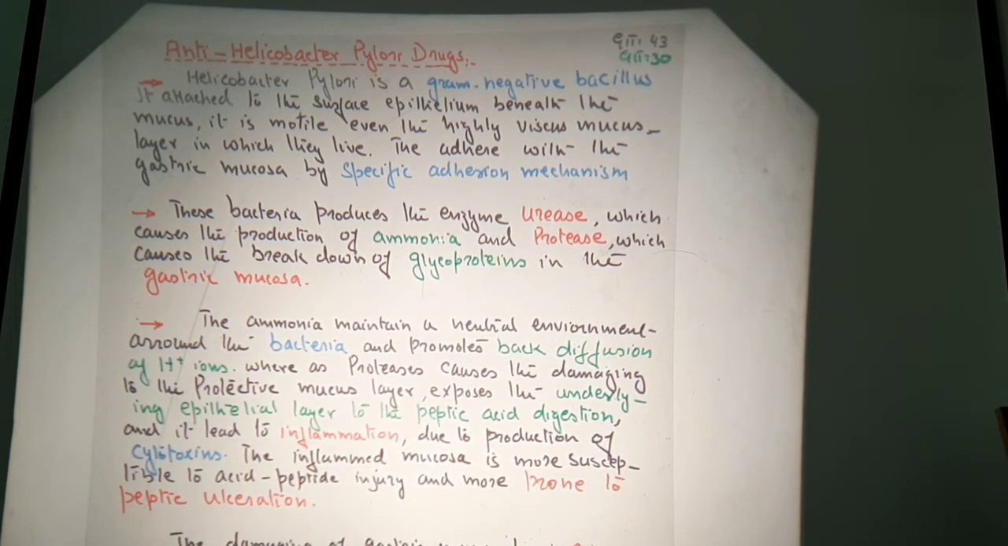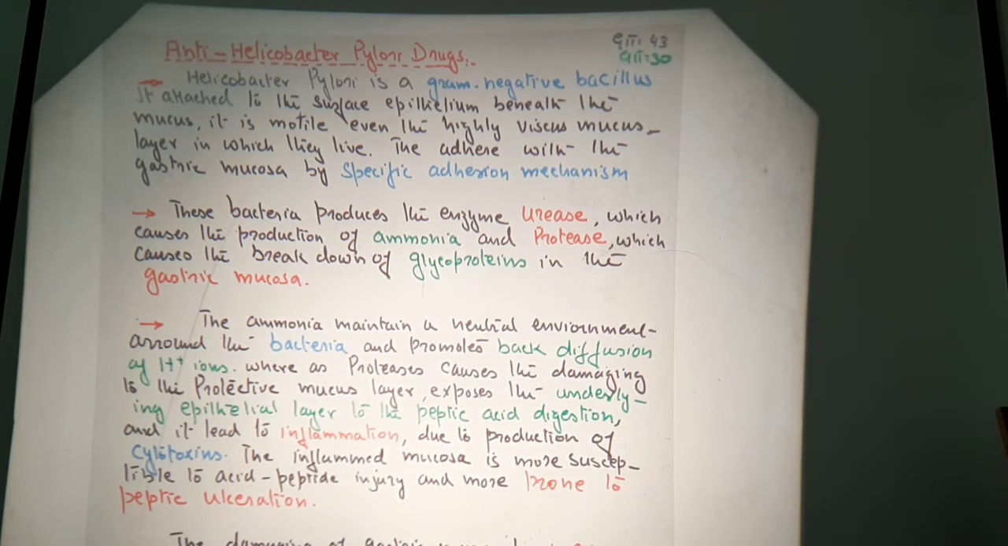Protease is the enzyme which causes the breakdown of the glycoprotein in the gastric mucosa. So in this way, Helicobacter pylori destroys the mucosal membrane by forming the enzymes urease and protease. Urease causes increased production of ammonia, and that is dangerous to the mucosal membrane. Similarly, protease acts upon the protein of this mucosal membrane, that is glycoprotein, and destroys the gastric mucosa.